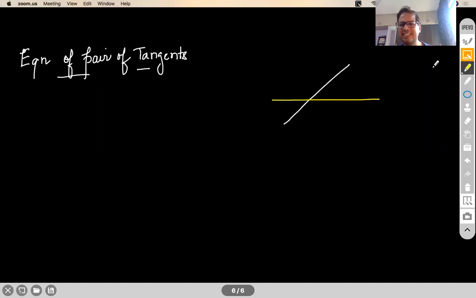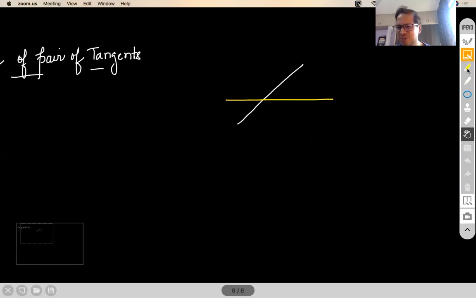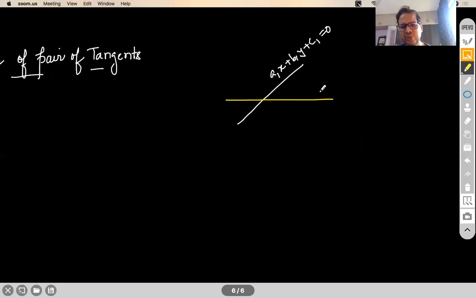Now, they need not be intersecting. They may be parallel also. They may be coincident also. So let's say this line is a1x plus b1y plus c1 equal to 0, and this line is a2x plus b2y plus c2 equal to 0.